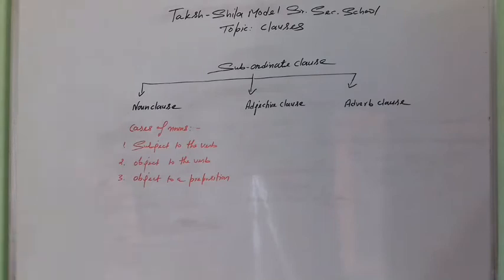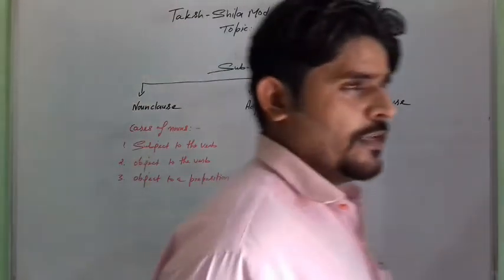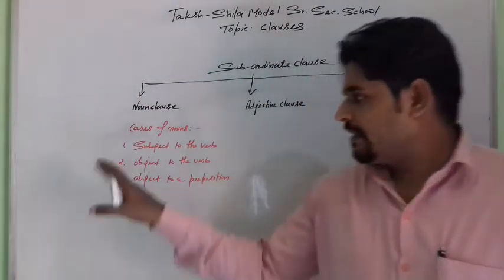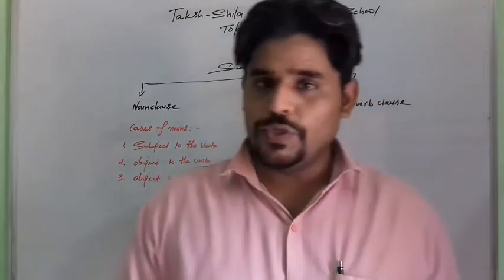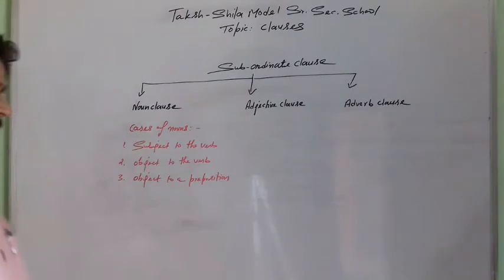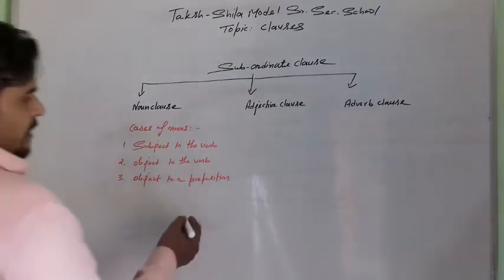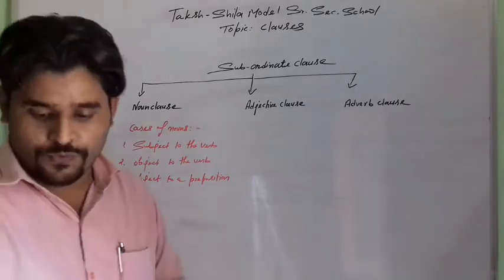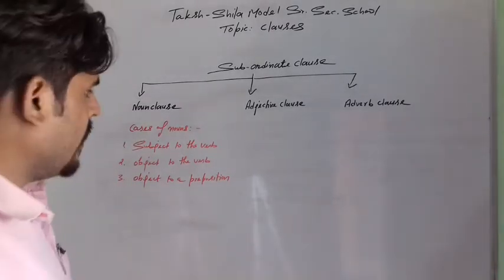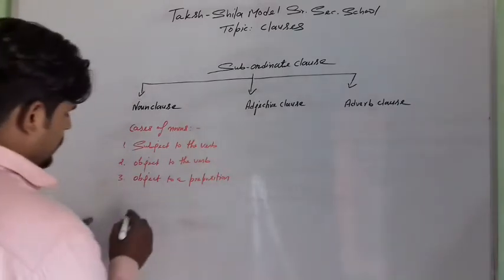Though there are six cases of nouns, right? Six cases, but I am just going to tell you about three types of cases, because these three types of cases are going to be used in clauses only, right? So, subject to the verb, object to the verb, or object to a preposition, how does that work? Let me just write an example for you, and this example will help you understand this. So, let's write an example.